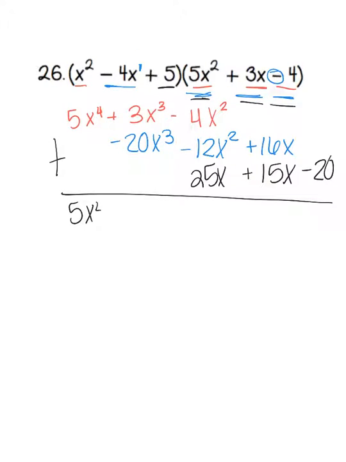5x to the 4th power minus 17x cubed. Negative 4x squared plus negative 12x squared plus a positive 25x squared gives me a positive 9x squared. 16x plus 15x is a positive 31x, so plus 31x, and then minus 20. And this is my final answer here.